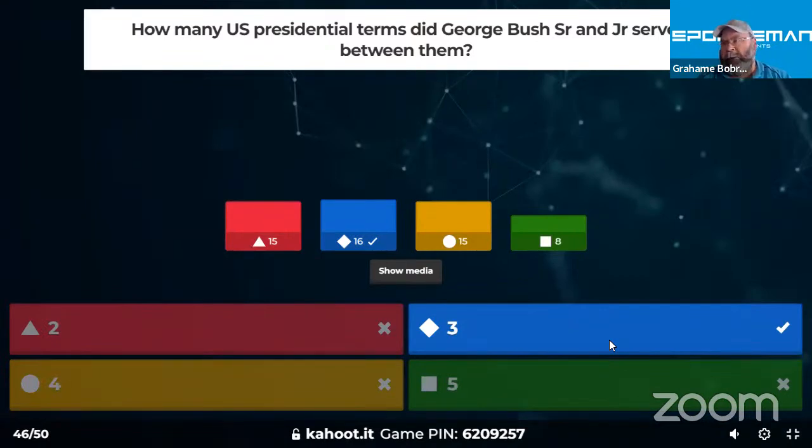It was 3. I think George Sr. had 1 term and Jr. had 2. I stand corrected, but I'm almost certain that that is what it was. And probably the only father-son team to have been presidents. And I highly doubt that that'll happen again.